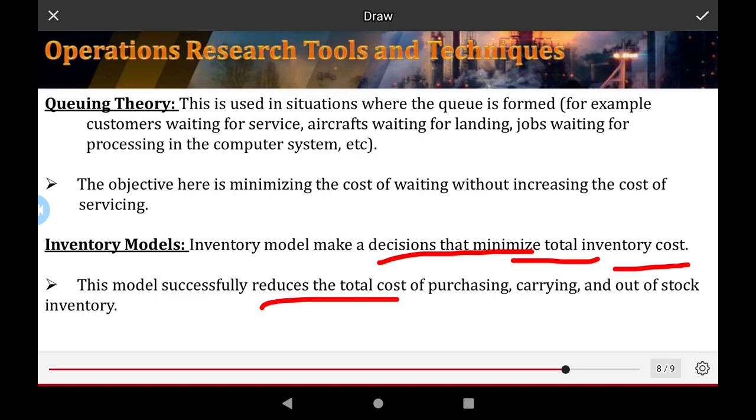But I check for more t-shirts carrying and out of the stock inventory. The inventory is also there when I take one t-shirt, I see more t-shirts. More t-shirts are the inventory purchase, carrying and out of the stock inventory of the models.